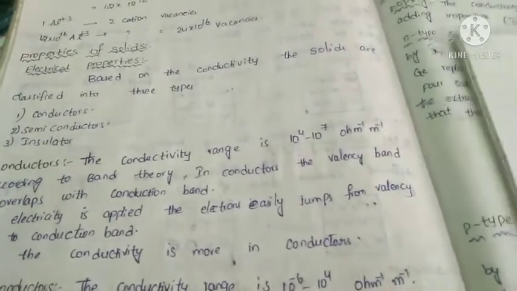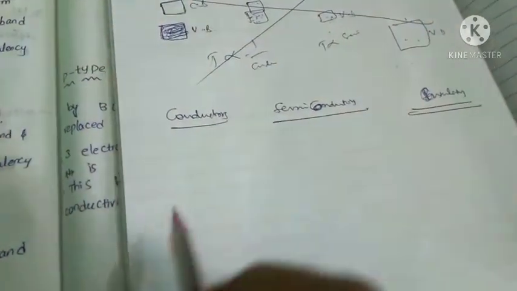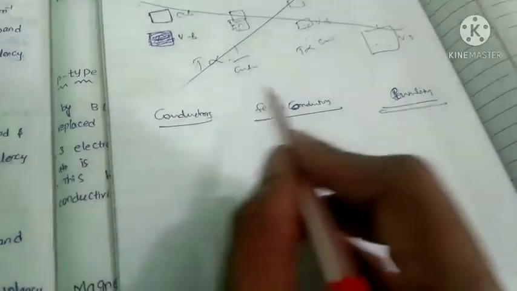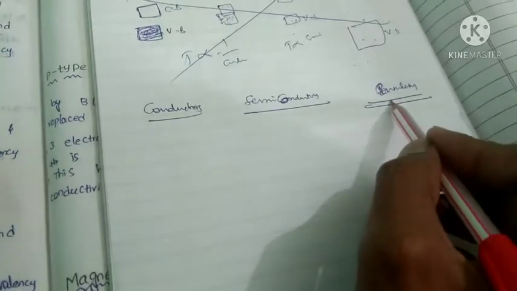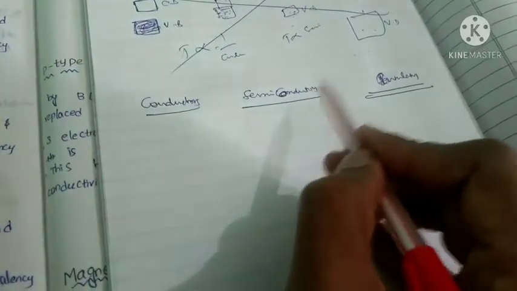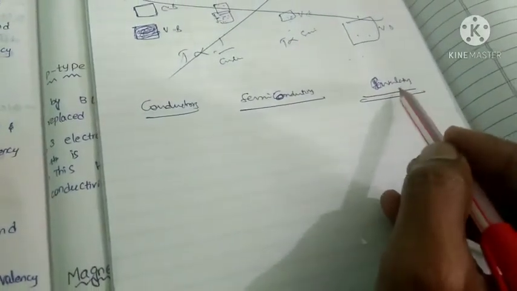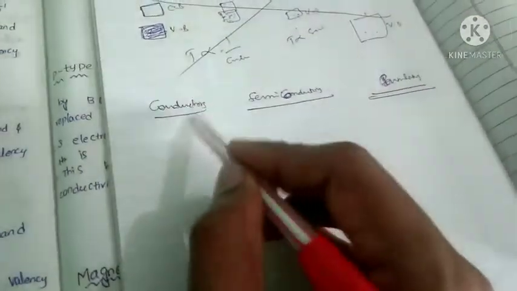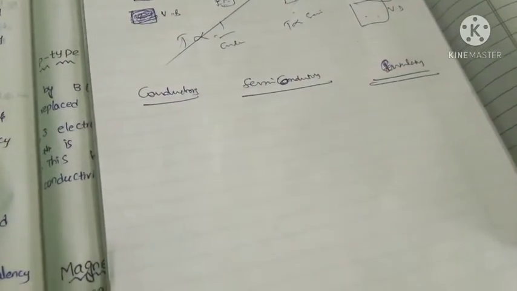Band theory. See, conductors, semiconductors, insulators. According to band theory, the conductivity of conductors is very high compared to semiconductors. The conductivity of semiconductors is very high compared to insulators. That means conductors' conductivity is more than semiconductors, than insulators. Insulators have very less conductivity, or we can say that they don't exhibit conductivity. Why don't they exhibit conductivity? Why do these exhibit more conductivity? That can be explained based on band theory.